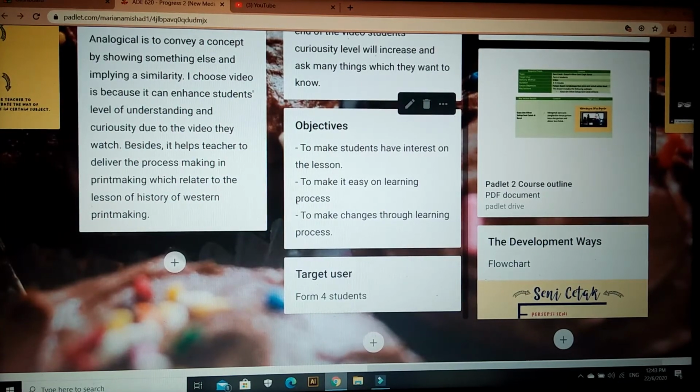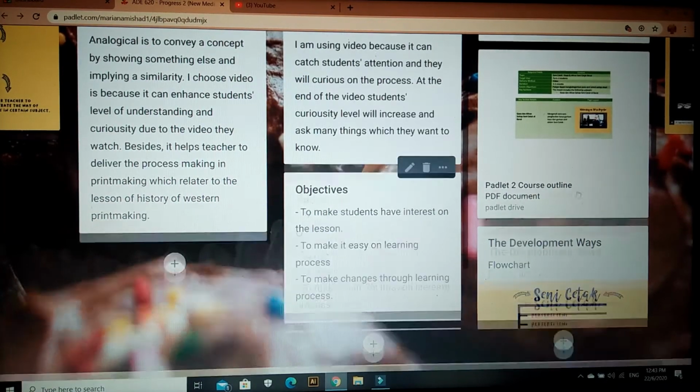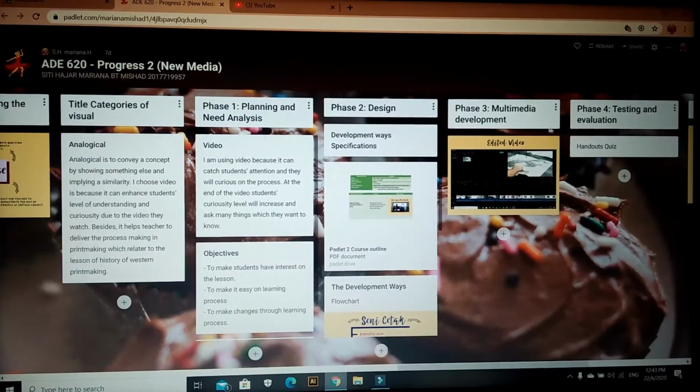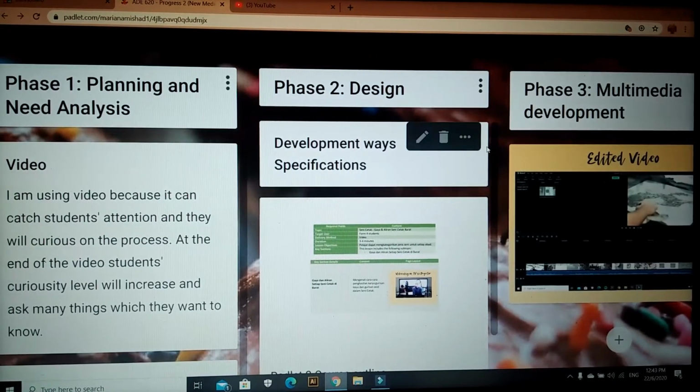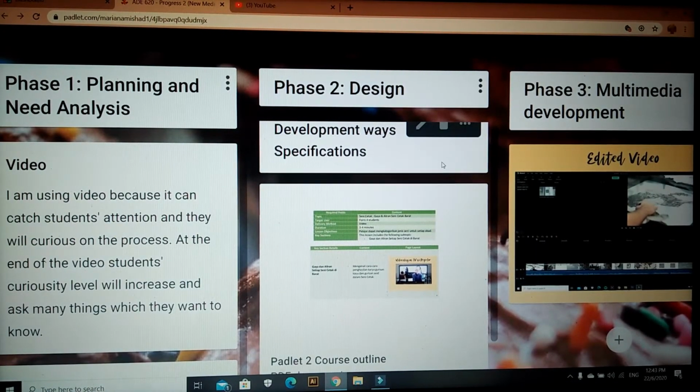So the target users are Form 4 students. I will teach Form 4 students. So next is phase 2, which is design, the development of specifications. I will show the PDF file.